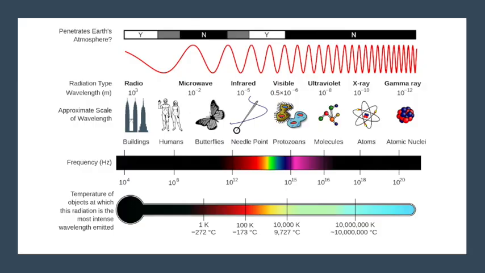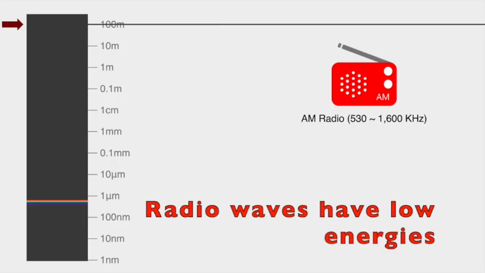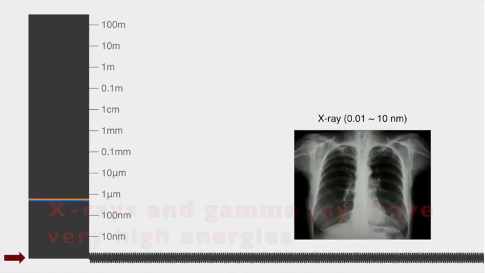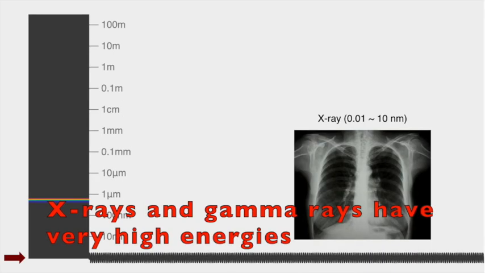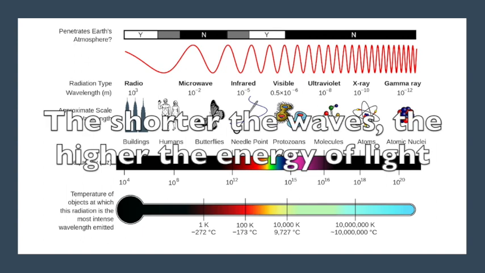This diagram shows these different types of waves. And it also shows the energies that are associated with these waves. Some types of light, like radio waves, have very low energies and they have very long wavelengths. But other types, like X-rays and gamma rays, have very high energies and very short wavelengths. So one of the trends we see is that the shorter the waves, the higher the energy of light.